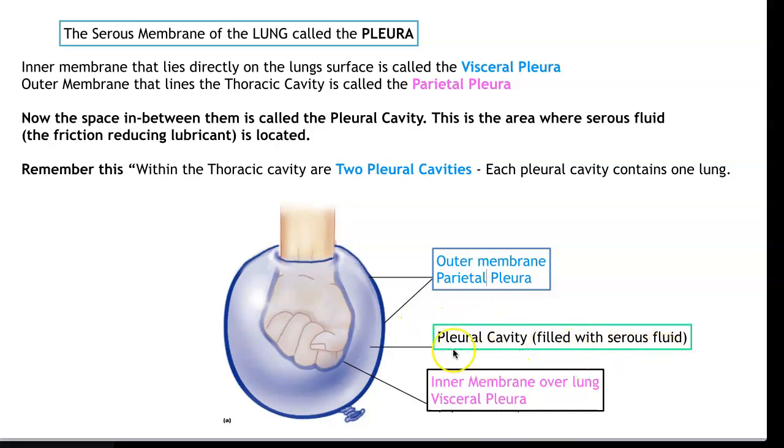This is filled with serous fluid. What is serous fluid? It acts as a lubricant. Now remember, when we're talking about our thoracic cavity, we said within the thoracic cavity are two pleural cavities. Each pleural cavity contains one lung. This is the pleural cavity where we have the serous fluid. Inside of it is a lung. We have two pleural cavities. We have two lungs.